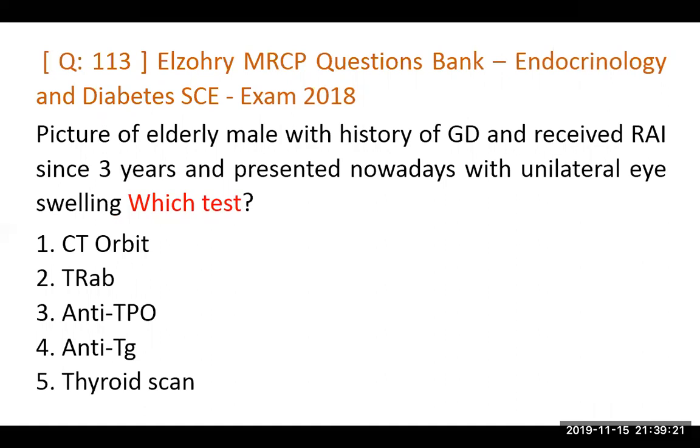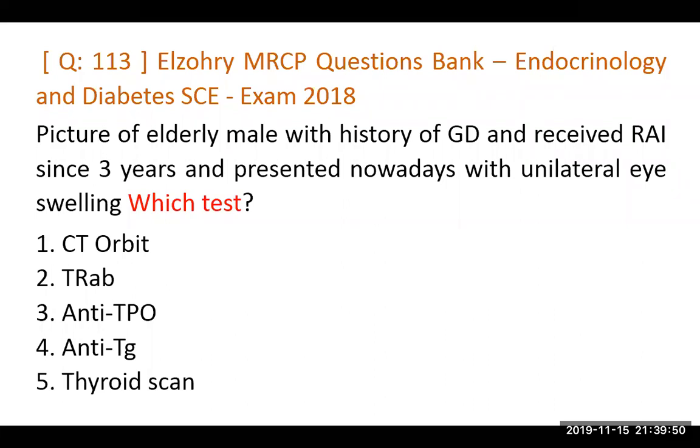This question asks about Graves' ophthalmopathy. A picture of an elderly male with a history of Graves' disease who received radioactive iodine three years ago and now presents with unilateral eye swelling. Which next test: CT orbit, TRAB, anti-TPO, anti-TG, or thyroid scan? CT orbit. Yes, I am with CT orbit, and there was a lot of debate in the previous exam between us in the interactive session like this.